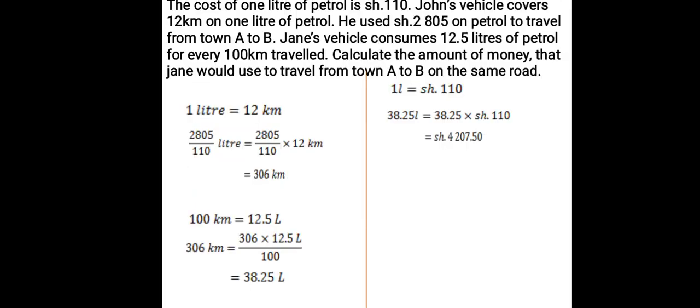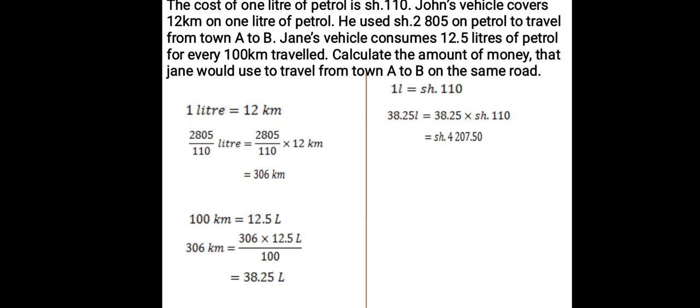The cost of 1 liter of petrol is 110 shillings. John's vehicle covers 12 kilometers on 1 liter of petrol. He used 2,805 shillings on petrol to travel from town A to B.